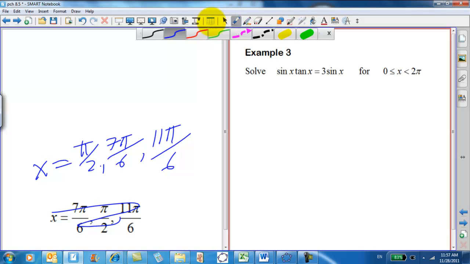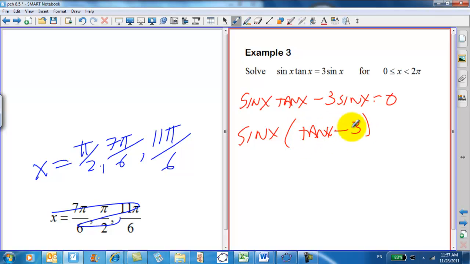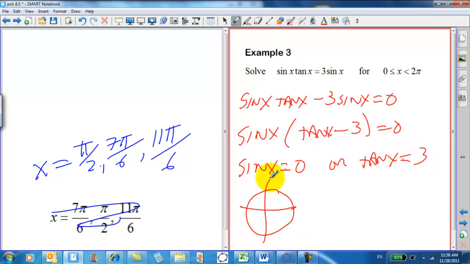Instead, factor out the sine by subtracting 3 sine x from both sides. Factor out the sine: sine x times tan x minus 3. And so we get the sine of x equals 0, or tan of x equals 3. So from this one, I can use my unit circle. When does the sine equal 0? That's 0 and pi.